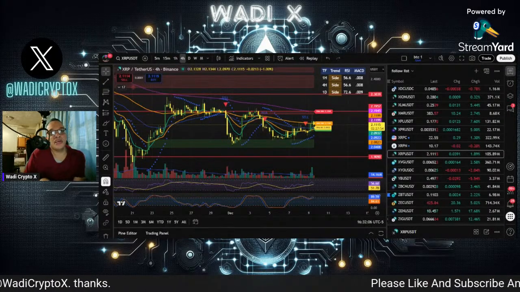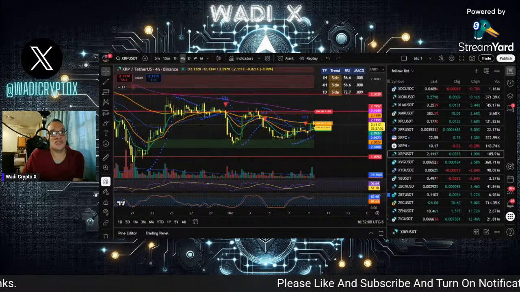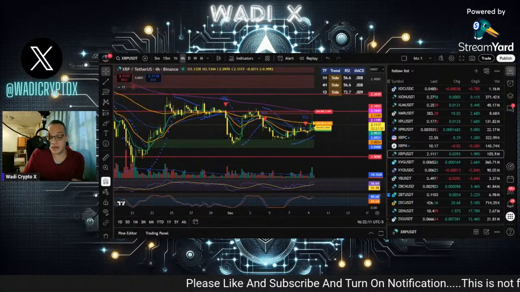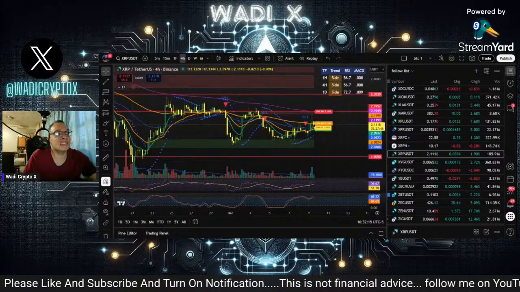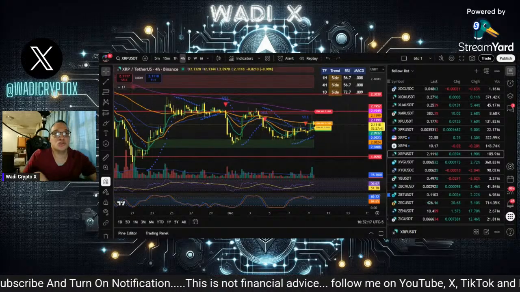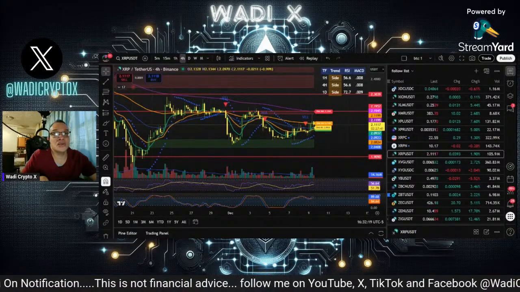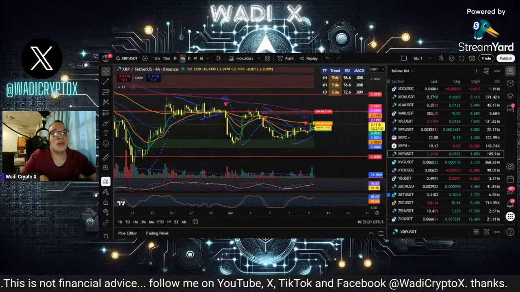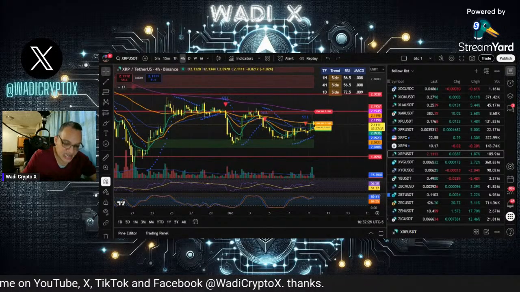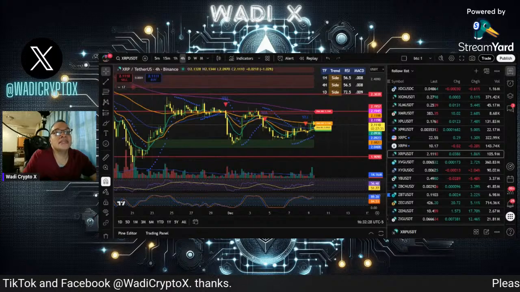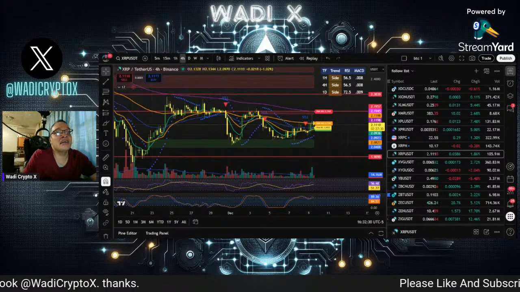Bitcoin, Ethereum, and XRP surge ahead of the Fed decision, wiping out over $376 million in short positions. Traders betting on a price drop were forced to buy back, pushing prices even higher. And this is the game that they're playing.